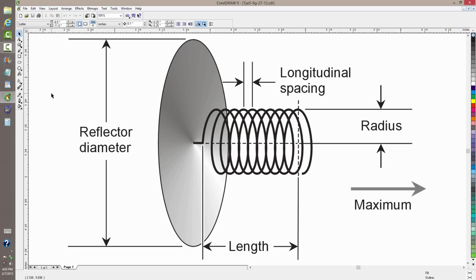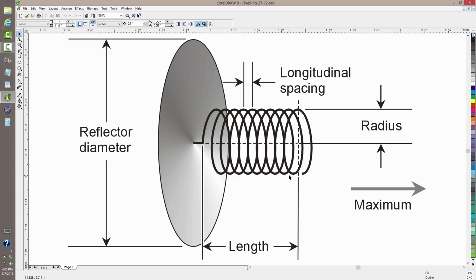It is a directional antenna with a reflector made out of metal, usually a solid disc, although it can be a screen as well, and a spring-shaped or helical-shaped length of stiff tubing or other metal, stiff wire, something like that, with a particular longitudinal spacing, that is the spacing between turns, a particular radius, and a particular length, all of which contribute to the gain and the frequency, the optimal frequency at which this thing will function.